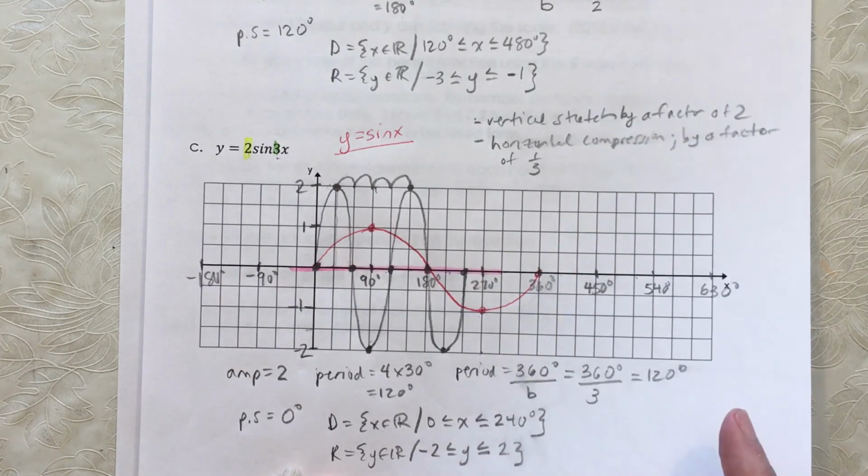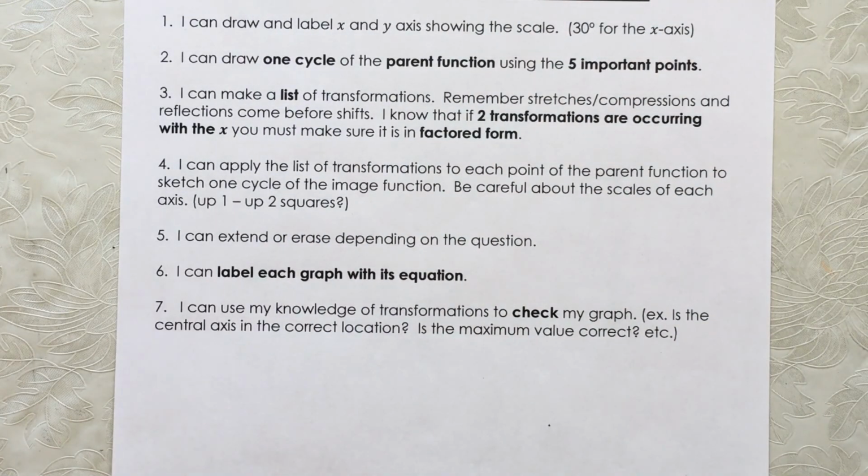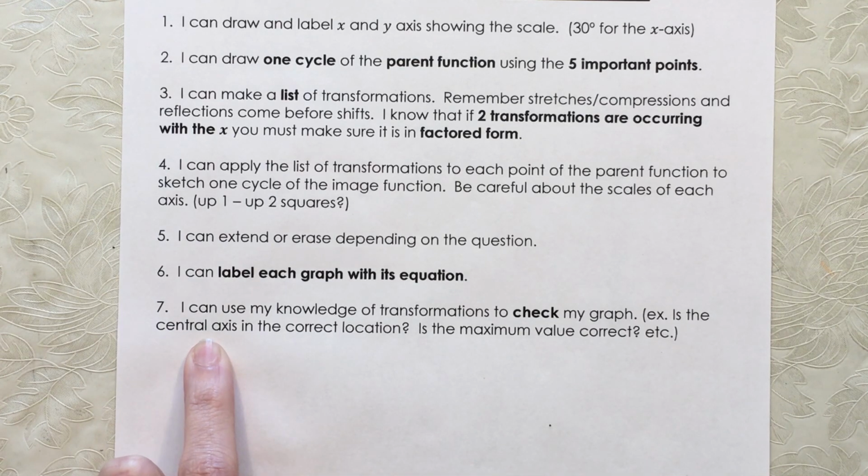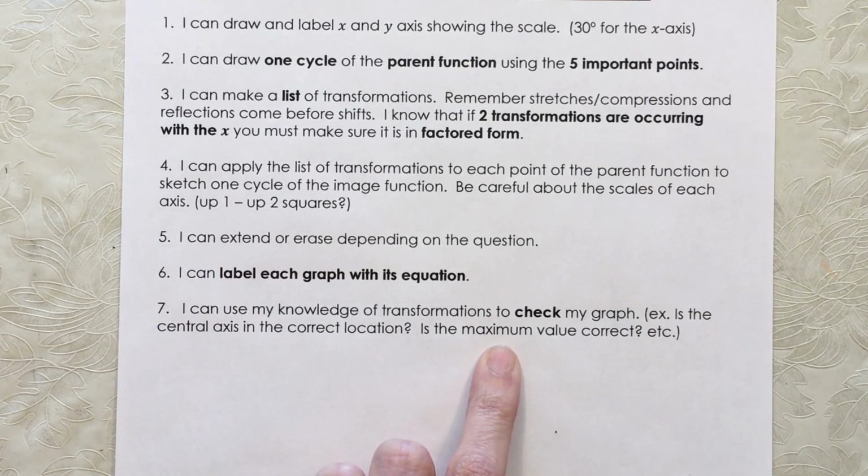So again, you should always make sure that, number 7, you should make sure that the words you list down match your picture. And another good one is if you've got a vertical shift, that's where your central axis should end up. Okay, is your maximum value correct? All those kind of things, you can figure them out using all those strategies we use for the chart and make sure that your graph is correct.